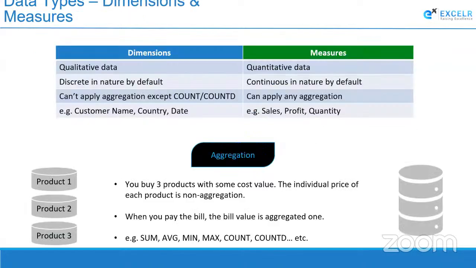Dimensions and measures. It's a very important topic in the BI world. What are dimensions and what are measures? Dimensions are nothing but qualitative data. What is quality? Can anybody tell me the difference between qualitative data and quantitative data?